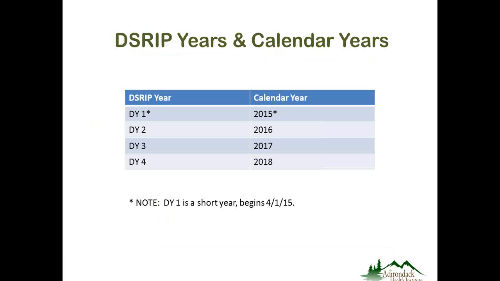And DSRIP years and calendar years, here's your reference sheet. Basically, DSRIP year 1 begins April 1st, 2015. It is a short year, just 9 months, and then it moves on after that into full calendar years.